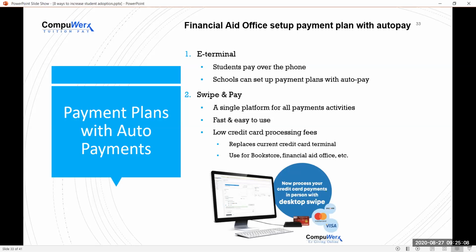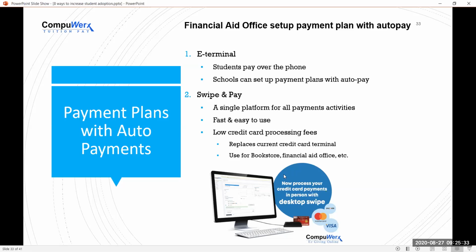And also the financial aid office could set up a payment plan with automatic payment for your students. So as we talked about at the beginning, when your financial aid office sits down with your student at the beginning of the program, the financial aid office could set up the payment plans in person or over the phone.